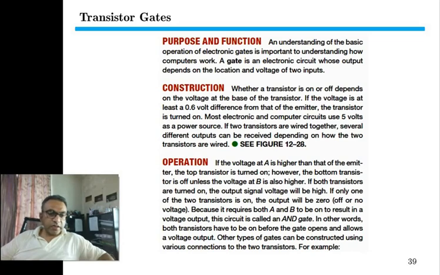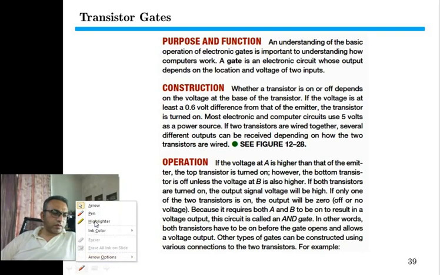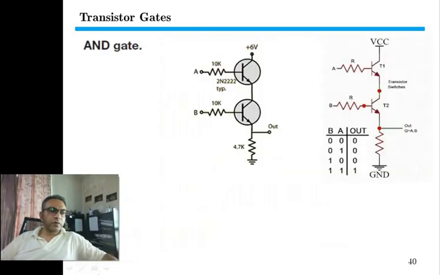So as an example, let us look at an AND gate. Here we are implementing an AND gate using two transistors. This is the first transistor, this is the second transistor, and A and B are the inputs. Out is the output function. And this whole circuit is the AND gate implemented using transistors, a two input AND gate.